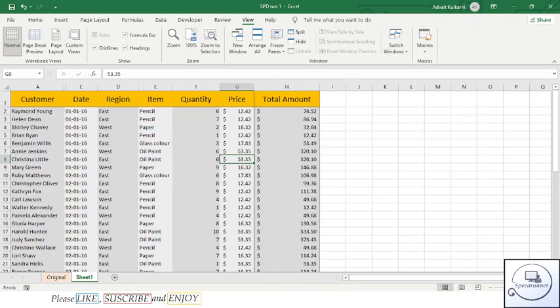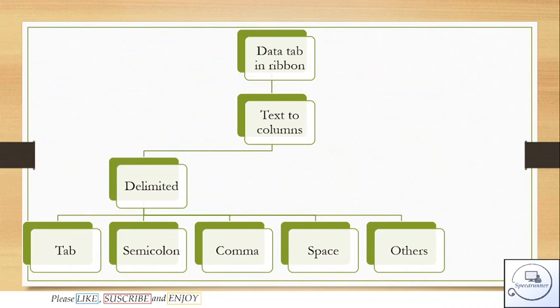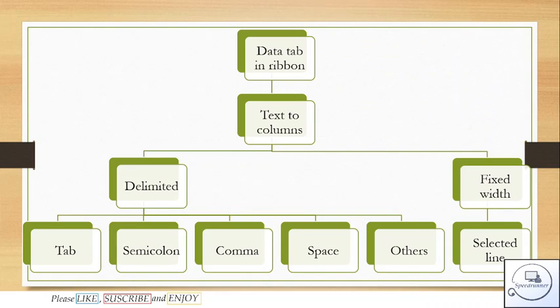Moving on, we are going to learn about the Data tab in the ribbon. We are going to learn text to columns. If you have a lot of information in a text and you want to convert it into columns, you can use the option text to columns. Under text to columns, we have delimited. Delimited means those that have a specific symbol between them, such as tab, semicolon, comma, space, or others. And next we have fixed width, where you select a line where you want to cut.